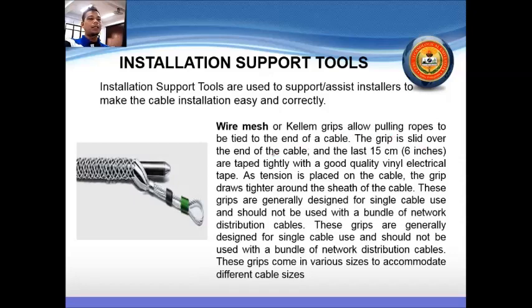The grip is slid over the end of the cable. At least 15 cm or 6 inches are taped tightly with a good quality vinyl electrical tape. As tension is placed in the cable, the grip grows tighter around the sheath of the cable. These grips are generally designed for single cable use and should not be used for bundles of network distribution cables.